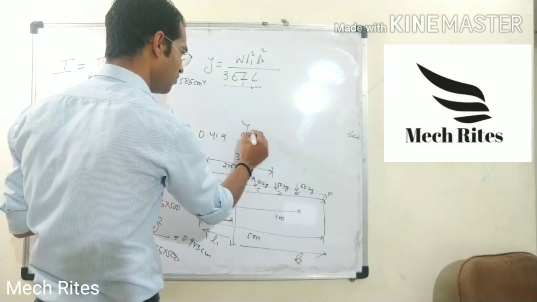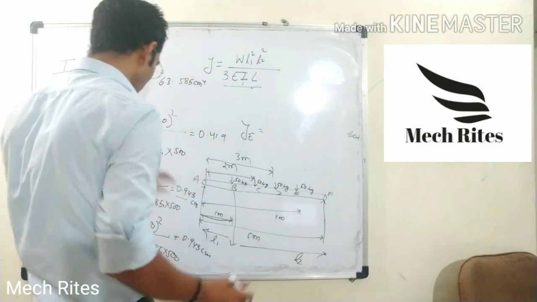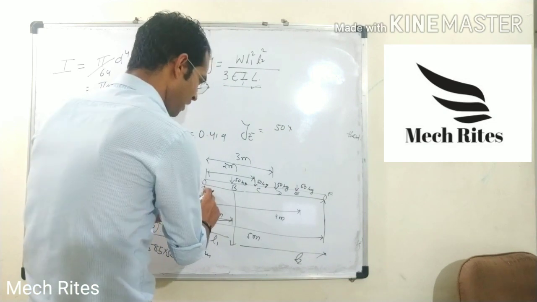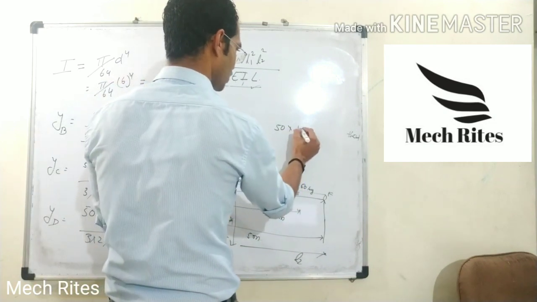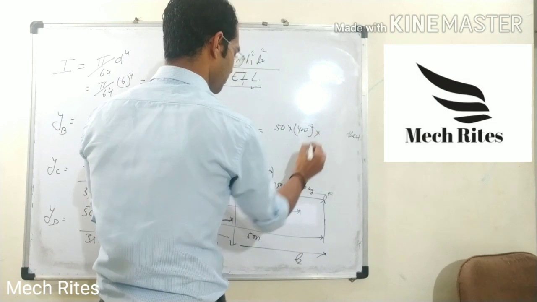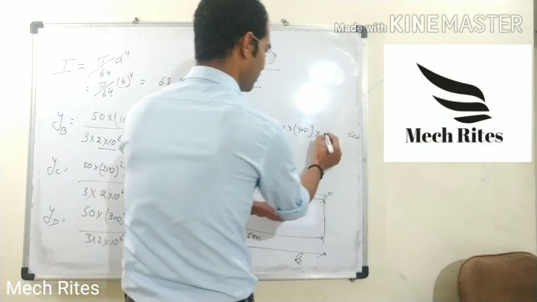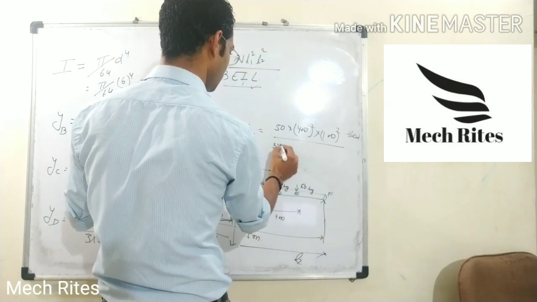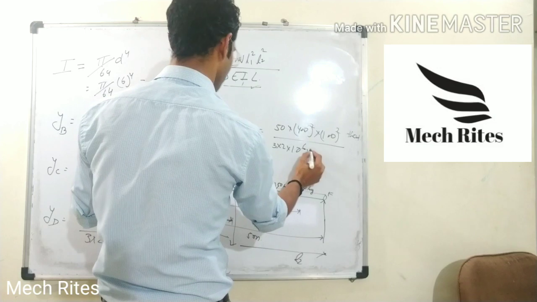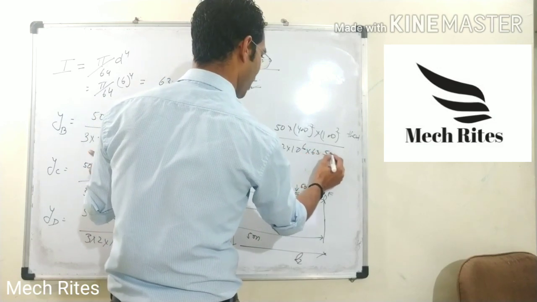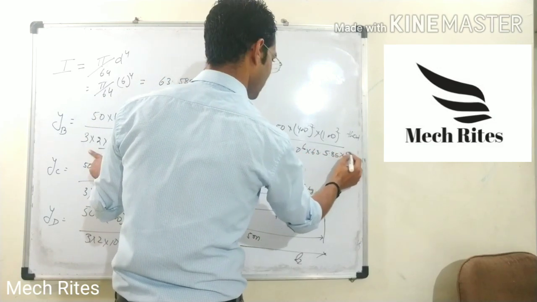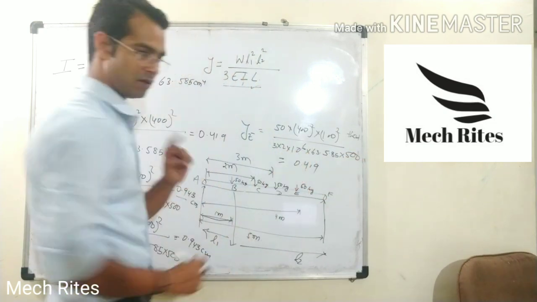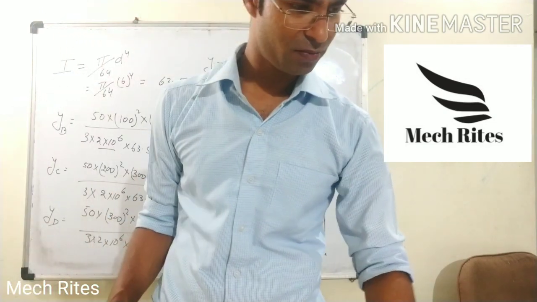And YE will be like the previous one. 50 here, L1 will be 400. So 400 square multiplied by L2, which will be 100. So 100 square divided by 3 into 2 into 10 to the power 6 multiplied by 63.585 divided by 500. So the final answer will be as it is, 0.419. So how to solve the next part?